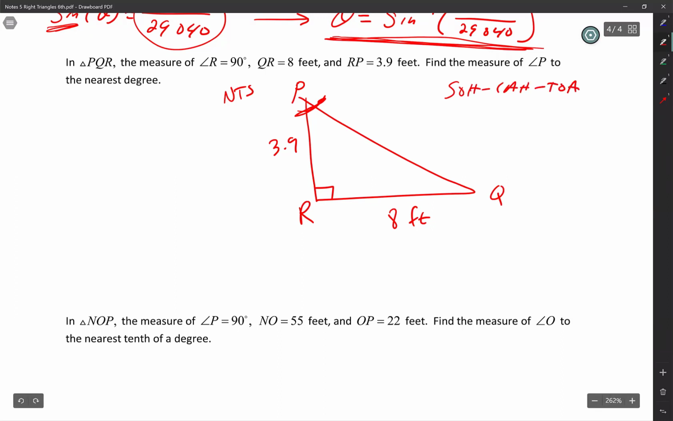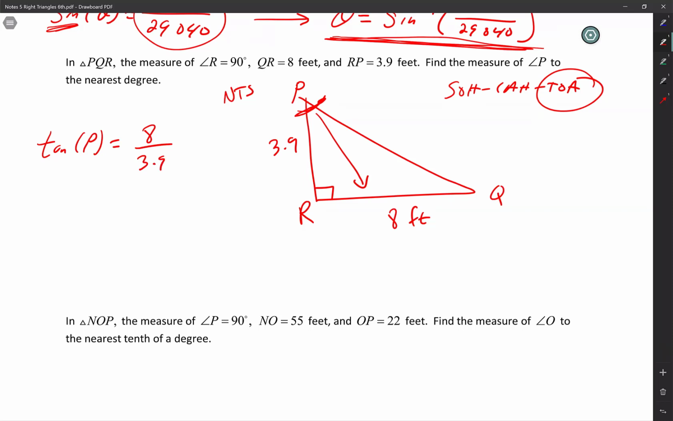Once you're a beast, guys, you no longer have to do SOHCAHTOA. With respect to angle P, 8 is opposite and 3.9 is adjacent. So which one uses opposite and adjacent? The tangent one. So tan of angle P is equal to 8 over 3.9. And again, we want to take the inverse to get P by itself. So P is equal to inverse tan of 8 over 3.9.